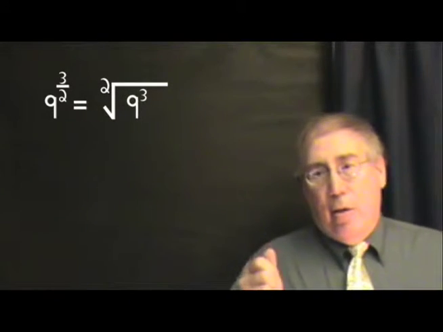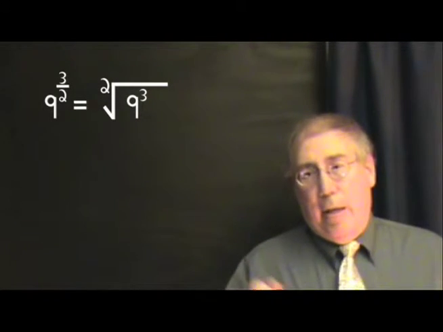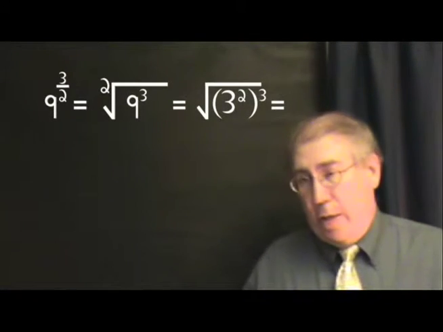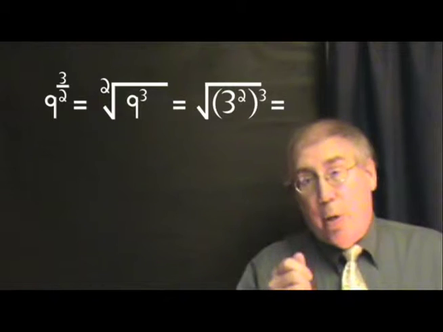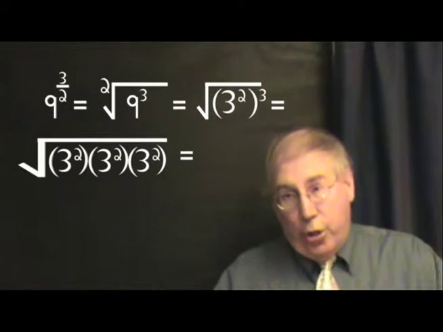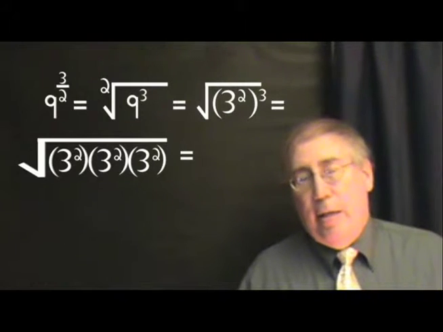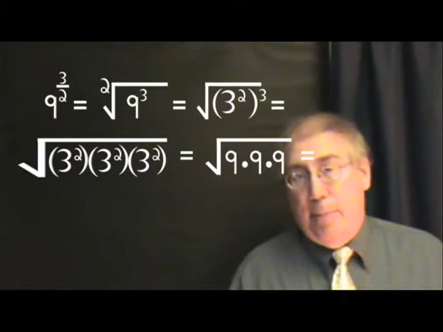Now, we get 9 cubed under the radical there. Let's look at just the 9. Here's a way of working this. 9 is 3 squared. So we've got 3 squared cubed. Now that means that you multiply 3 squared times itself 3 times.